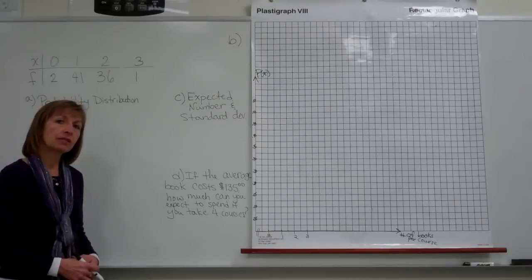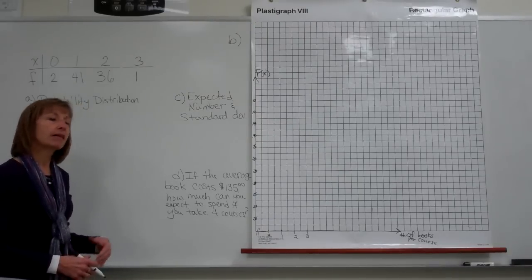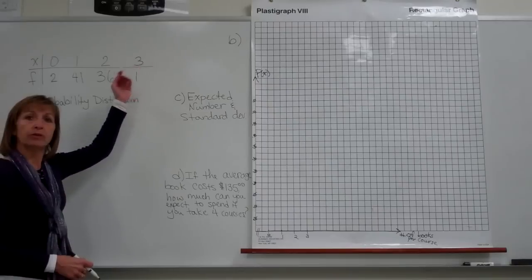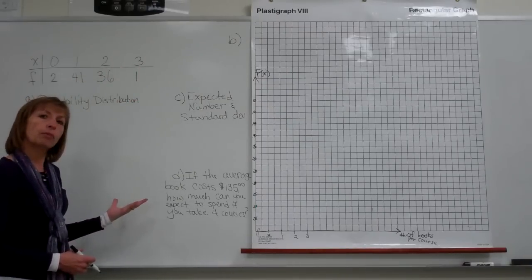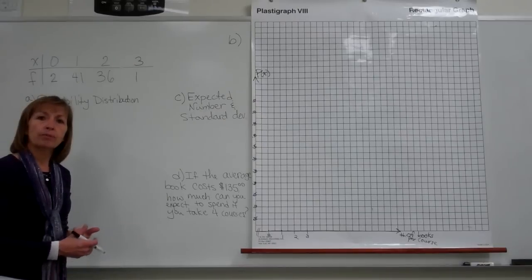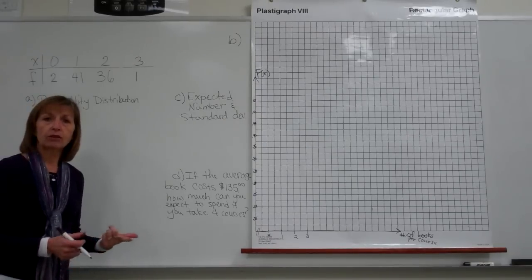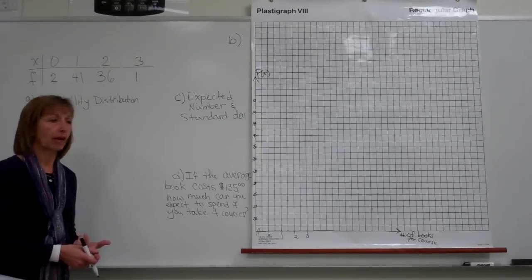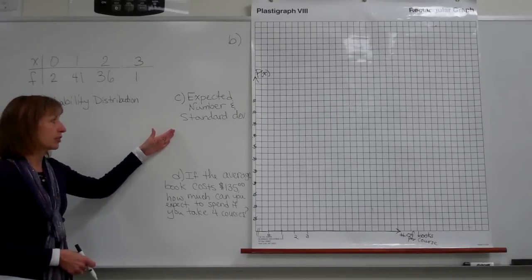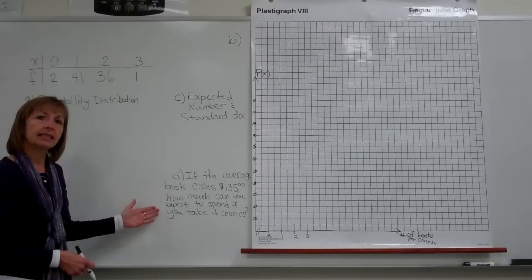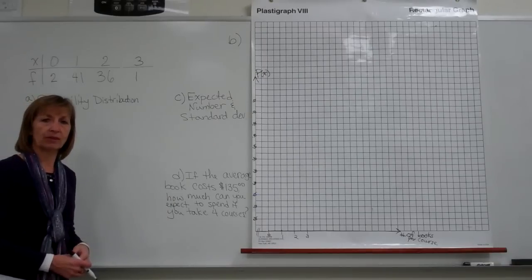So what I'd like to show you an example of here is where we have a set of discrete random variables and frequencies from a survey that was done, and how we would go about answering questions about making a probability distribution, graphing the probability histogram, then also finding the expected number and standard deviation for the distribution, and an application question that goes along with it.